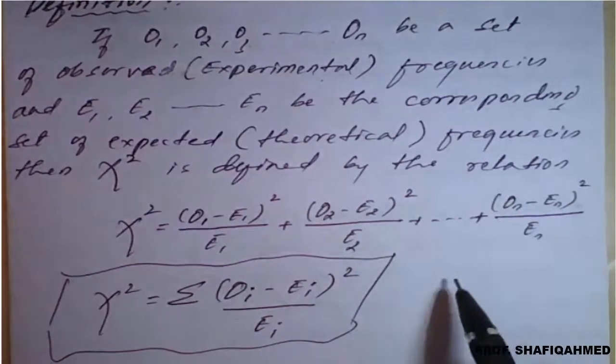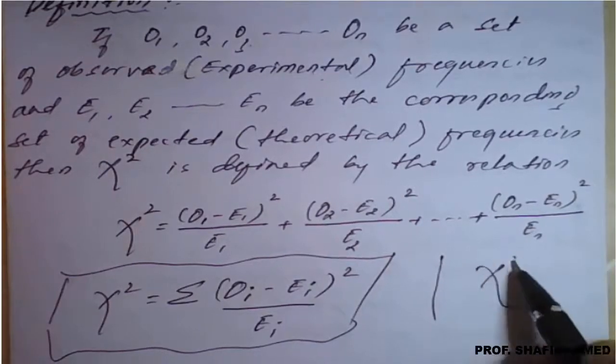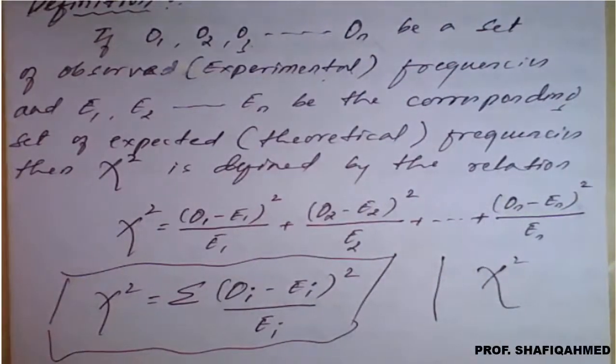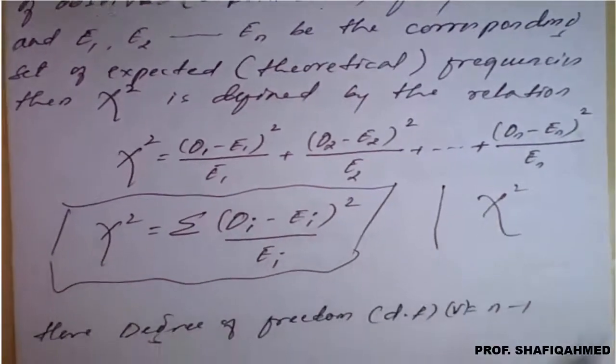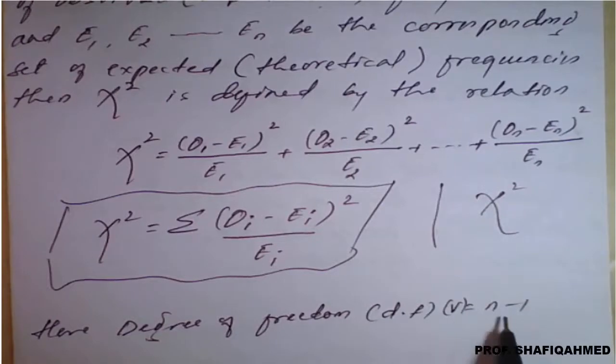So this is how to write the chi-square symbol. Here the degree of freedom is given by n minus 1.